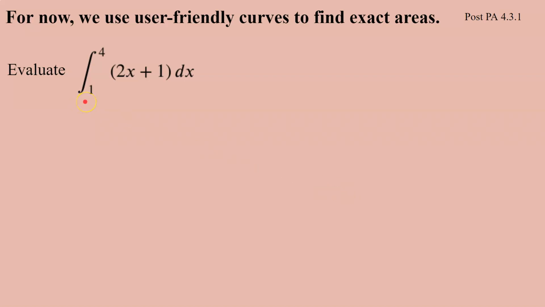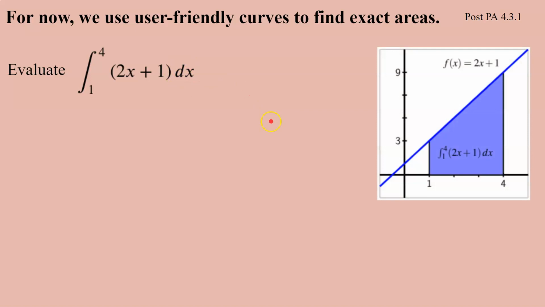We have this definite integral from 1 to 4. There are the boundaries, from 1 to 4, of this function, 2x plus 1, dx, which is going to be the width delta x of each rectangle. So what does this look like? Well, here's the graph 2x plus 1, right? It's just a linear function. On the interval from 1 to 4, it creates this trapezoid.